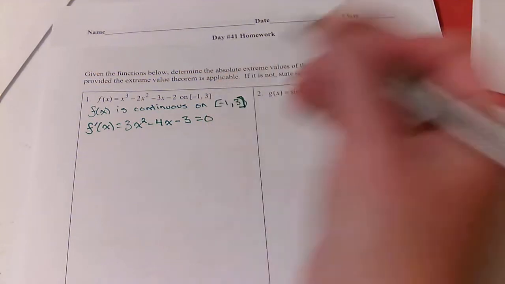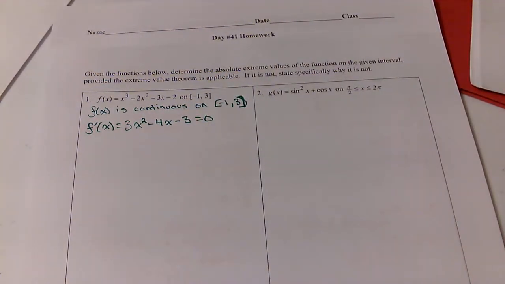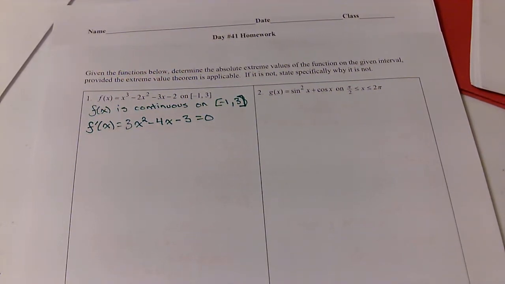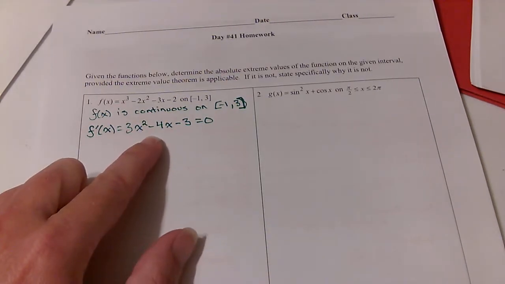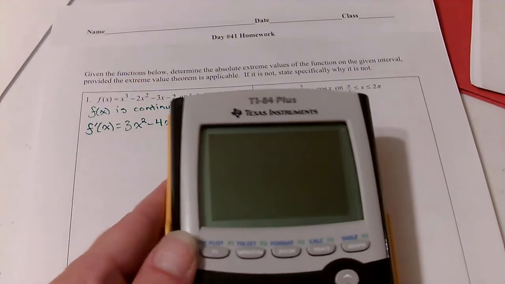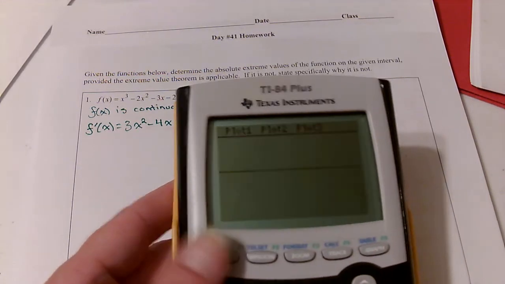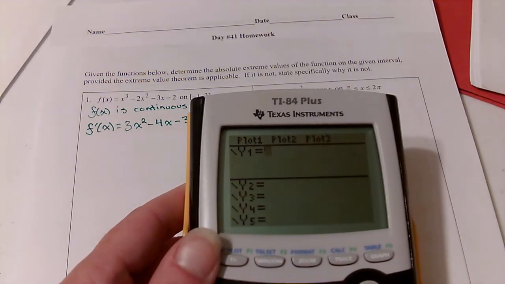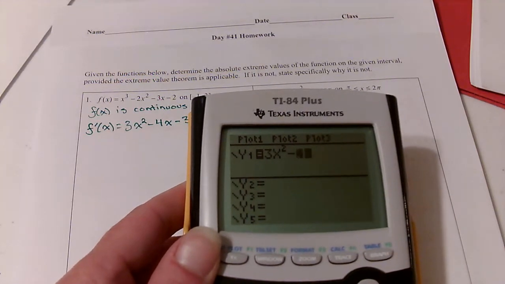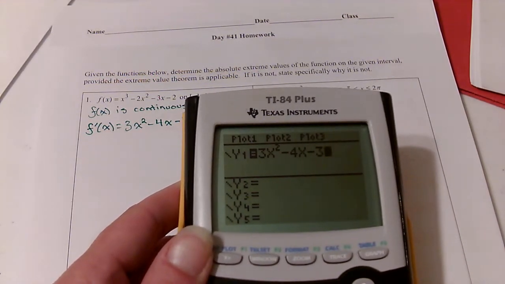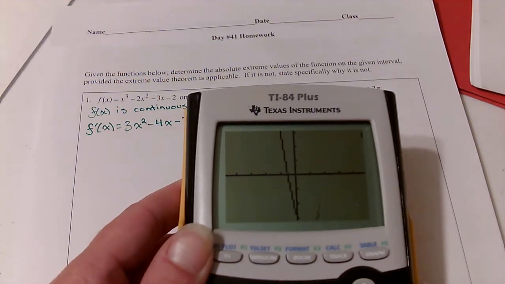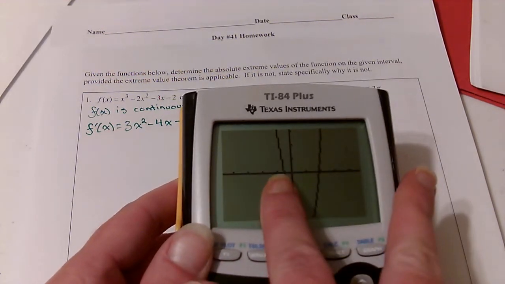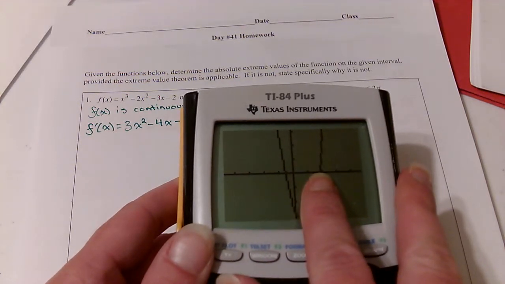So we can test those critical values and test our endpoints, -1 and 3. Now I happen to know already that this function does not factor. So one way to find your points, of course you could use quadratic formula if you wanted to, or we could type in 3x squared minus 4x minus 3, go to the graph, and we see where its zeros are, where it's crossing the x-axis.